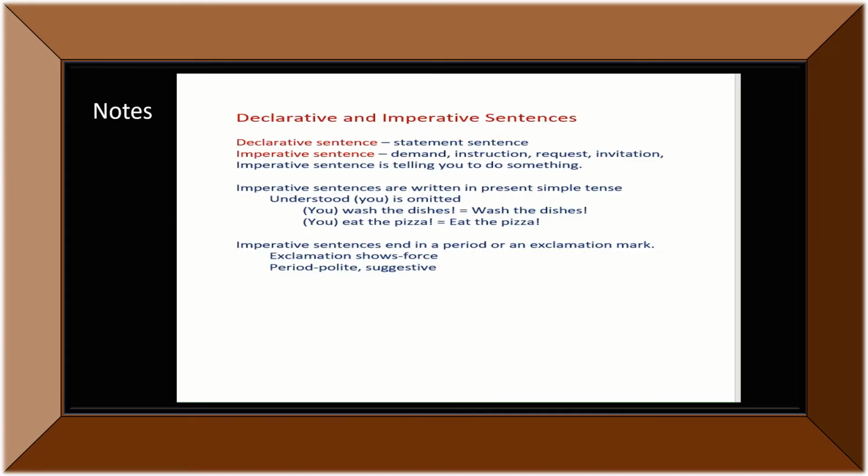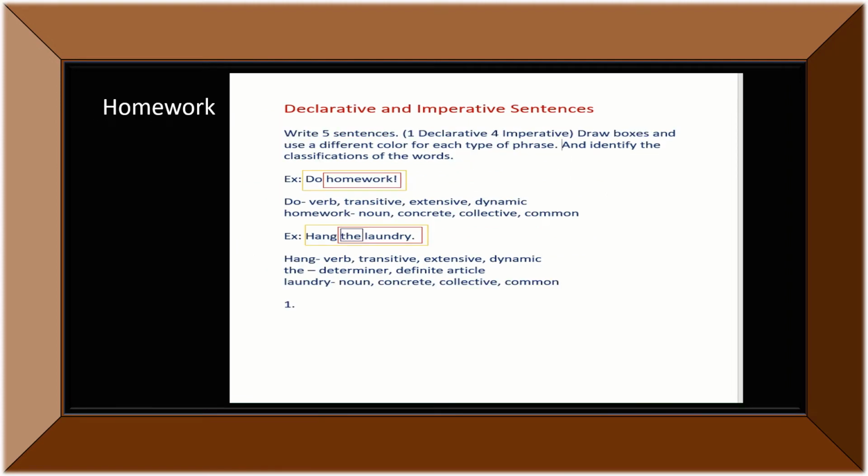Pause the video and write down the notes. Write 5 sentences, 1 declarative, 4 imperative. Draw boxes and use a different color for each type of phrase, and identify the classifications of the words. Do homework. Do is a verb, transitive, extensive, dynamic. Homework, noun, concrete, collective, and common. Another example is hang the laundry. So now it's your turn to write 1 declarative sentence and 4 imperative sentences.